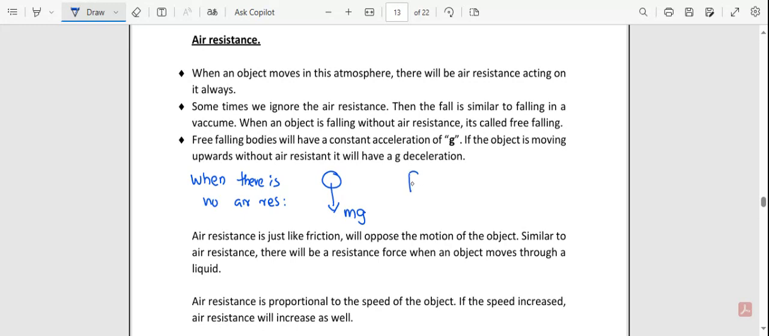So if we apply F equals ma to this object, mg is equal to ma, so the mass cancels out, so then acceleration is equal to g.